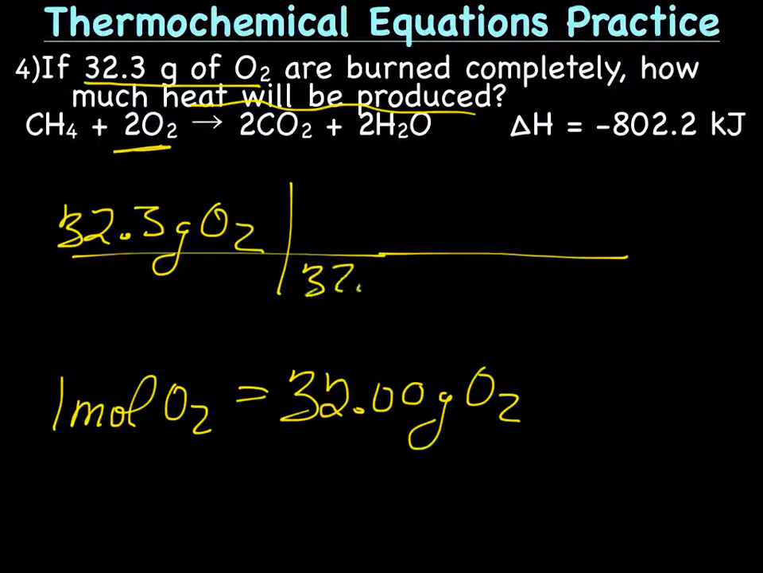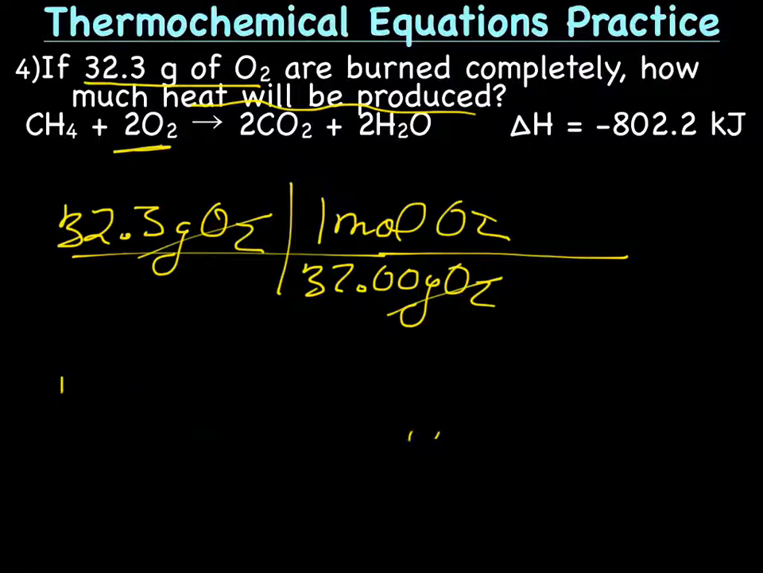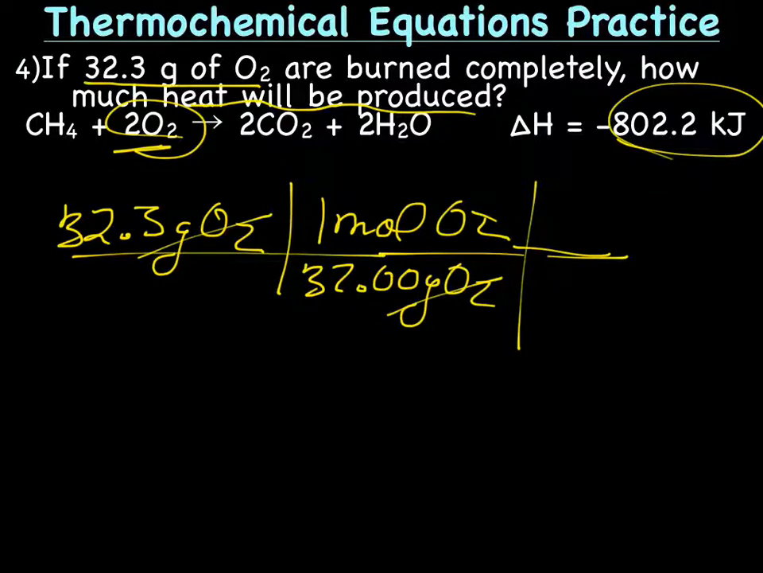We'll put that in the grid, 32.00 grams O2 on the bottom, 1 mole O2 on the top. Grams and grams cancel out. So now that we've got to moles of O2, we can use the mole-mole ratio, but this time we'll call it the mole-energy ratio from the balanced equation to figure out the amount of energy produced. So we have moles of O2 to that much energy.